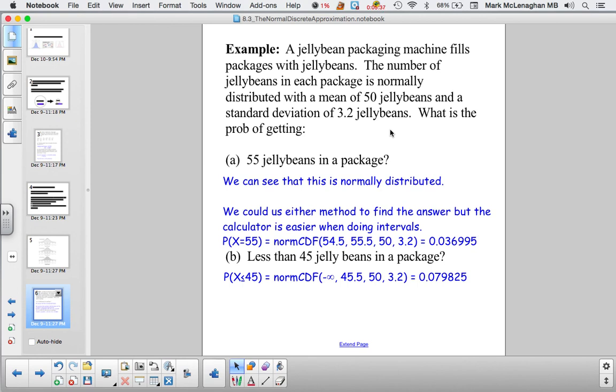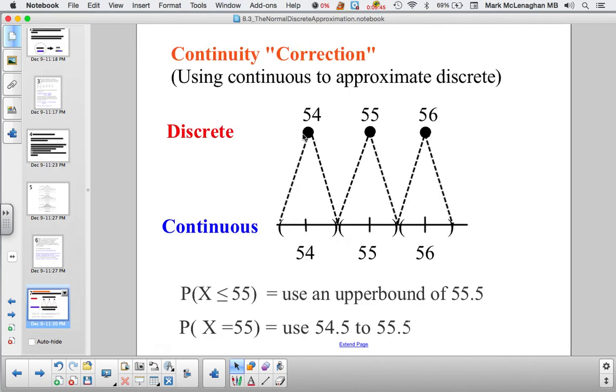Now you're asking, what's with this 0.5 stuff? Because we're looking at discrete values, like 55 jelly beans, and we're trying to use continuous values to do that. If we look at the properties of rounding, you can see that there is an interval that would round to 55, so we have to consider all those values. That's why we use the 0.5. It gives us the boundary between the two points.